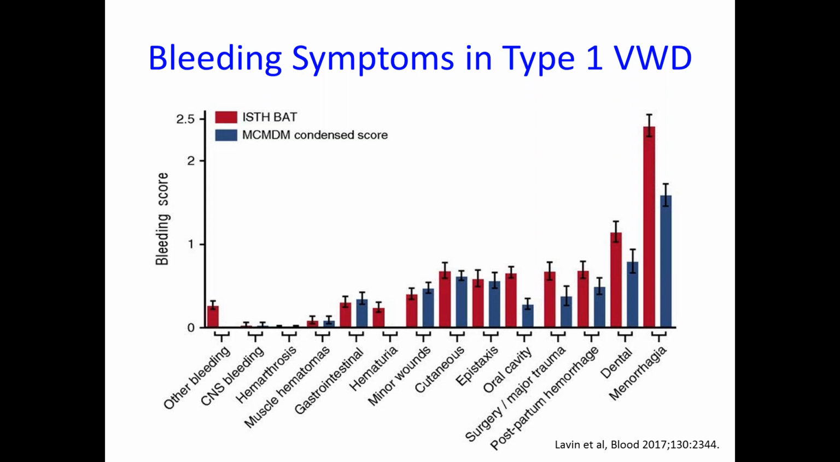If you go across to the far left of the graph, CNS bleeding and hemarthrosis, which we often see in patients with hemophilia, were very rare in this population. And again, this is specific to type 1 von Willebrand disease. If you're surveying a population of patients with type 3 von Willebrand disease, you might see those becoming more frequent.